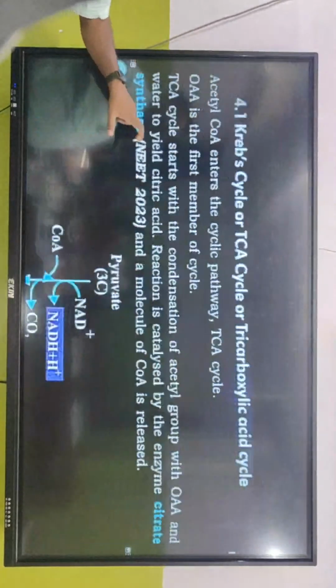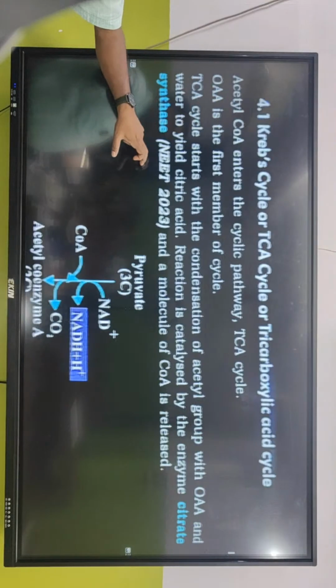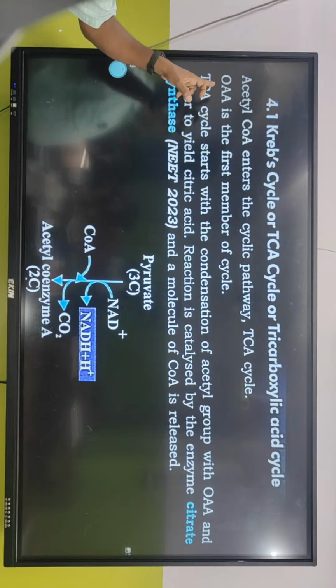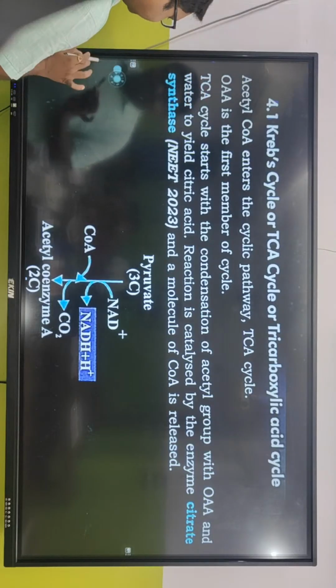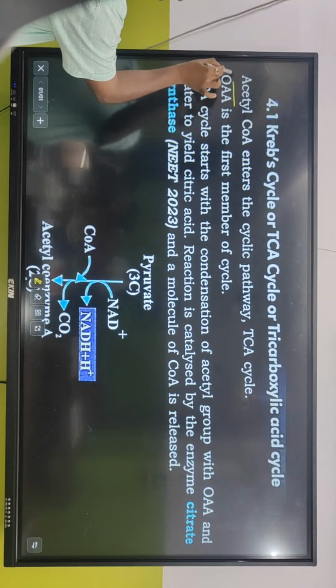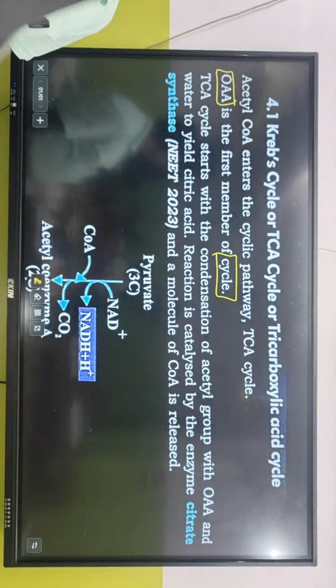Next. Krebs cycle or TCA cycle. Acetyl-CoA enters the cyclic pathway of the TCA cycle. What is the first member? Oxaloacetic acid. Oxaloacetic acid is the first member of the cycle. Now, can I tell you oxaloacetic is the first member?